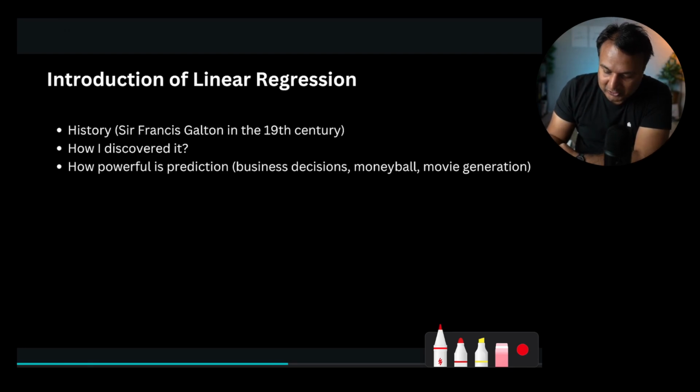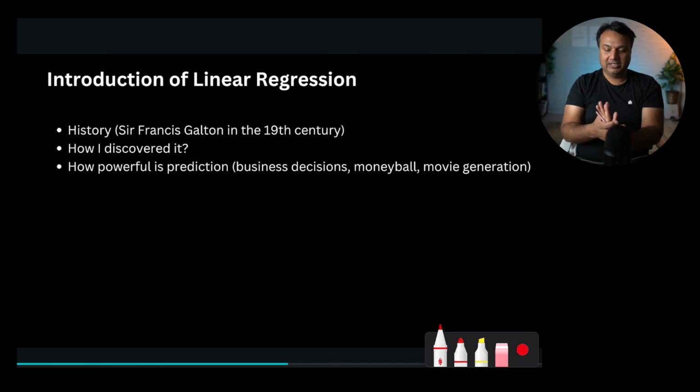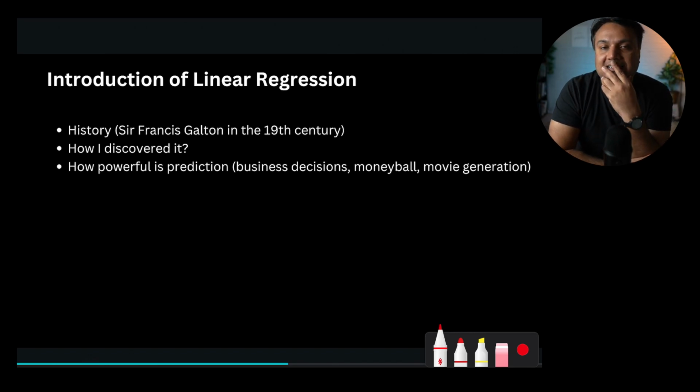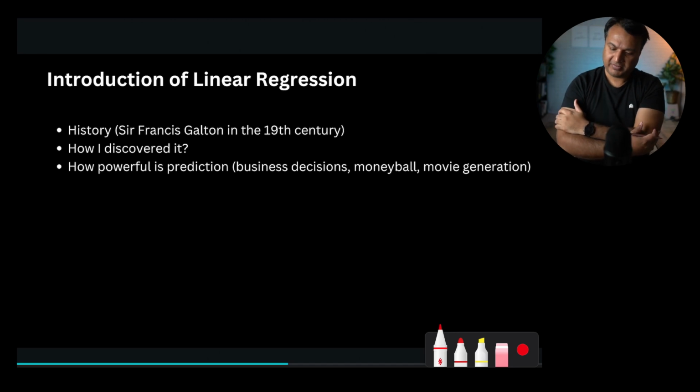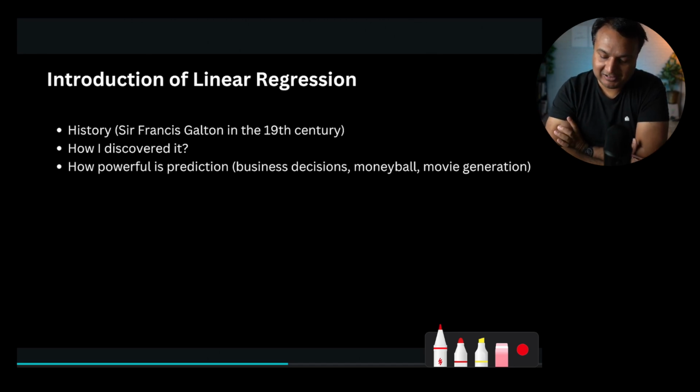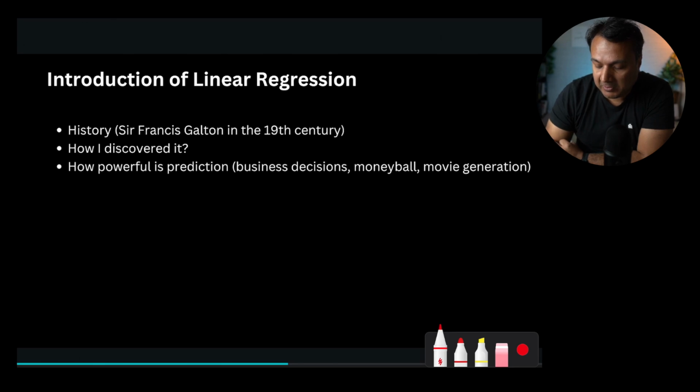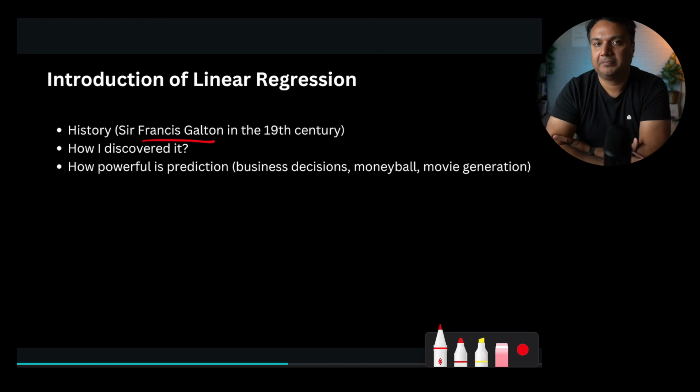So just to begin with the introduction of linear regression. If you look at the history of linear regression, it goes back to the 1700s. Some people even say that Newton had some contribution towards it. But when it was actually discovered as linear regression, this was some work which Sir Francis Galton had done in the 19th century.